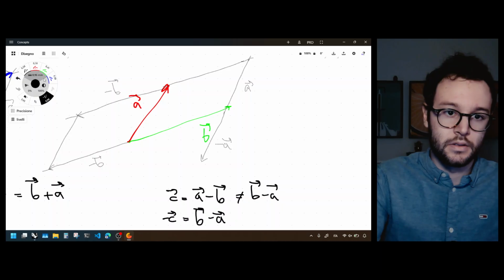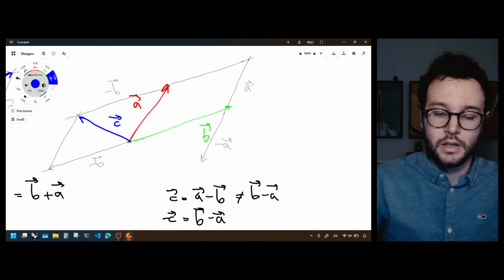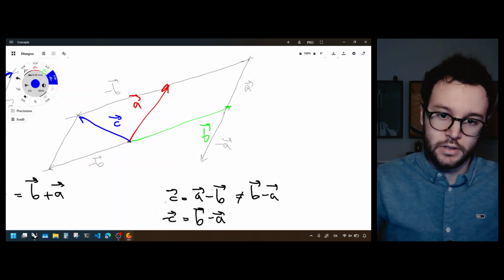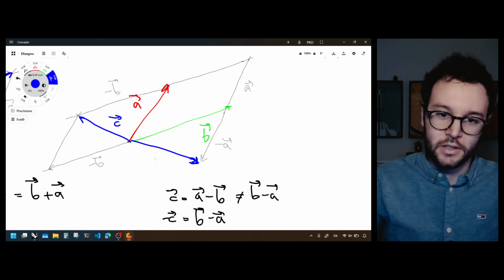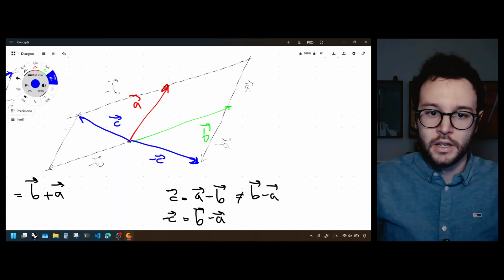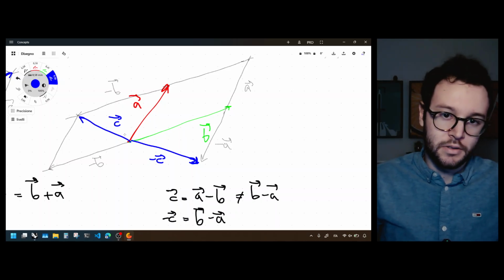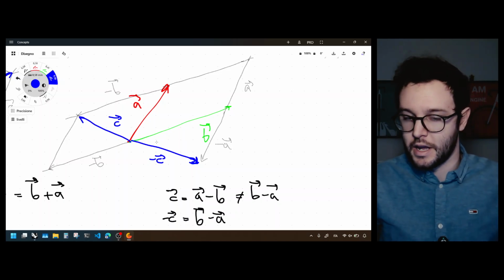All right, so A minus B would be this one, C, and instead B minus A, we called it minus C, it's this one, and they are the same. I just drew them not particularly well, but they have the same length, they have just opposite direction. So you have either C, which is A minus B, or you have minus C, which is B minus A.